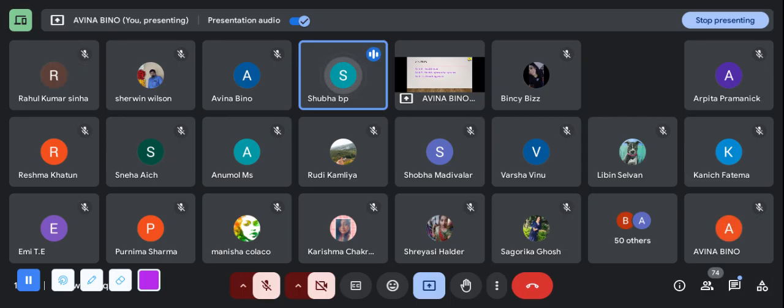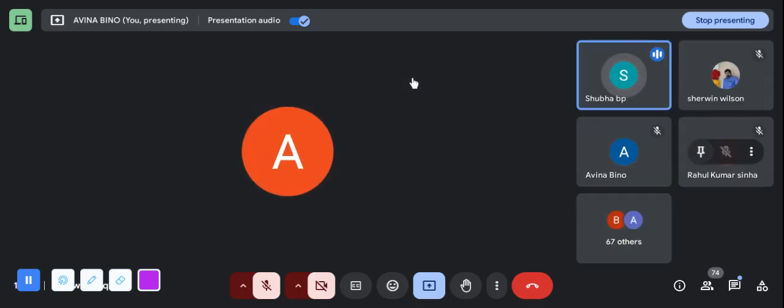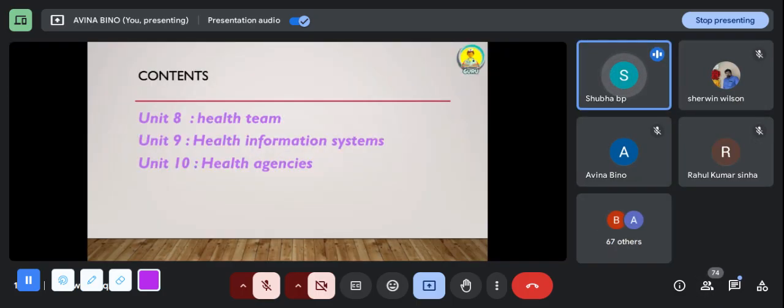So in the chapter, unit 8, you are going to study what is a health team, what is the purpose of the health team, who all come under the health team, and what are their roles. For example, what is the doctor's role, what is the nurse's role, what is the pharmacologist's role, what is the anesthesiologist's role. These are the things you are going to study in unit 8, that is health team.